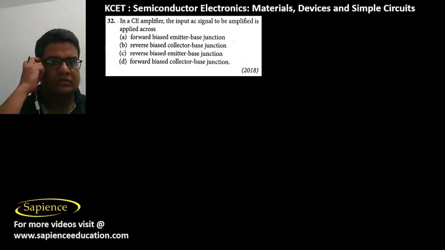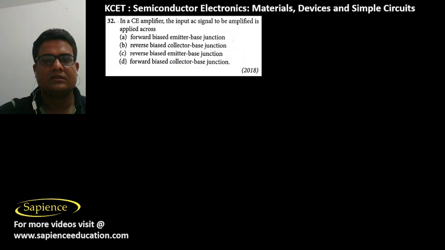Question number 32 says in a CE amplifier the input AC signal to be amplified is applied across the forward biased emitter base junction. A is the correct answer.